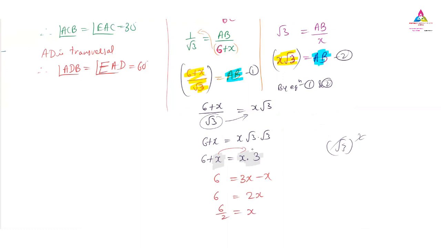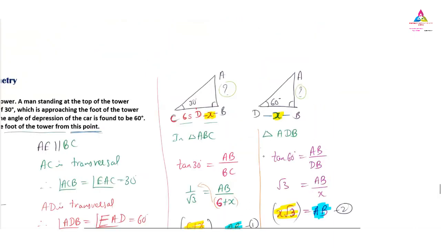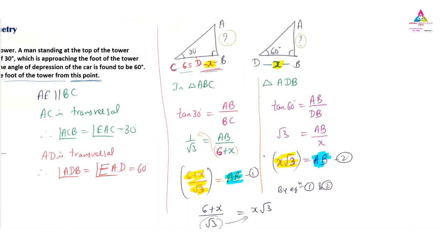So how many minutes, how many seconds actually? 6 by 2 is 3 seconds. It is the time taken by that car to reach from D to B, because this X we have taken is nothing but DB. DB means we have written in seconds. From C to D, the car took 6 seconds to reach. From D to B, it will take 3 seconds to reach.